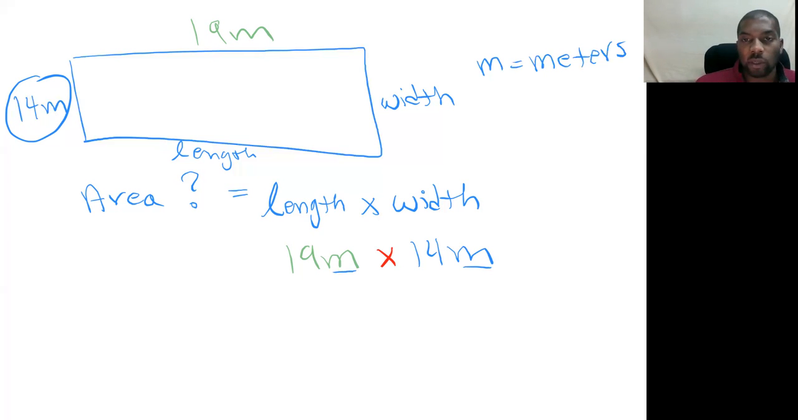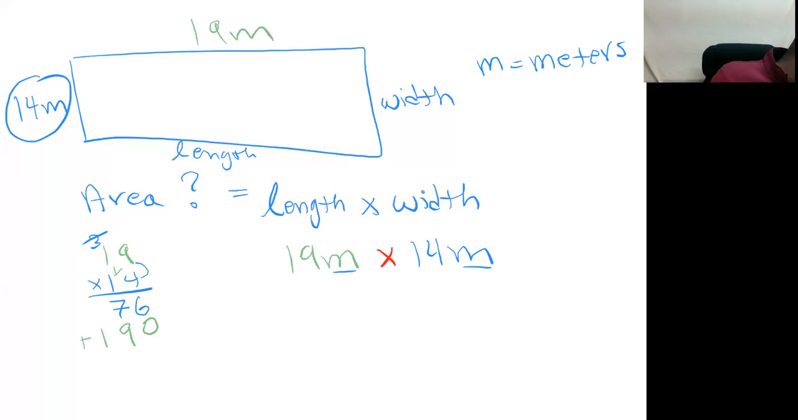And now all I need to do is multiply 19 times 14 to get me my area. So let's go over here. 19 multiplied by 14. That's going to be 4 times 9, which is 36. Drop the 3, put this 3, drop the 6, put the 3 up there. 4 times 1 is 4. 4, 5, 6, 7. Bring down a 0 as a placeholder. 1 times 9 is 9. 1 times 1 is 1. Add them together.